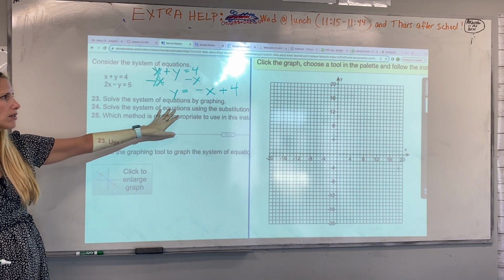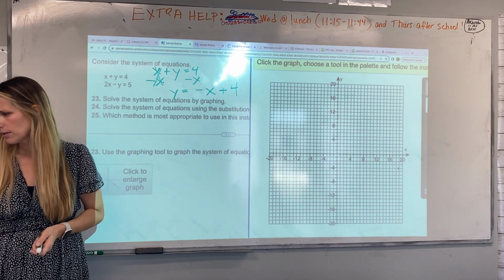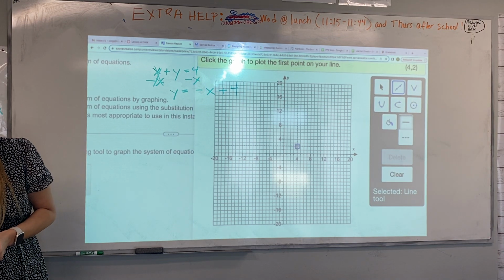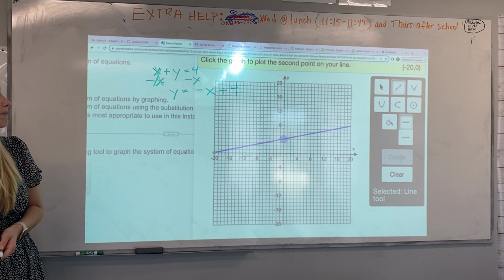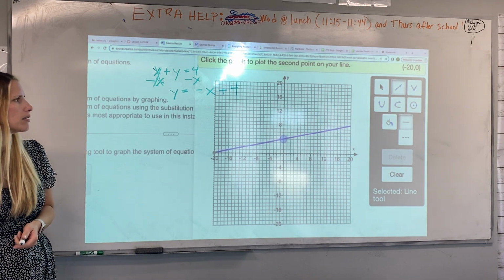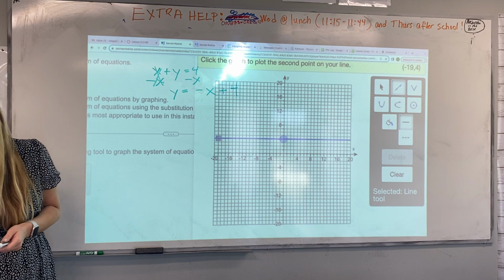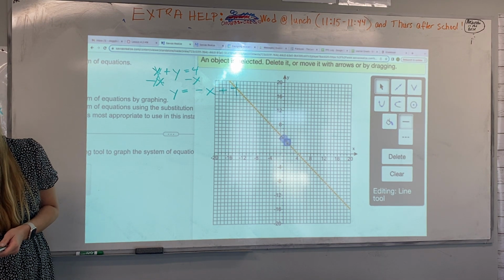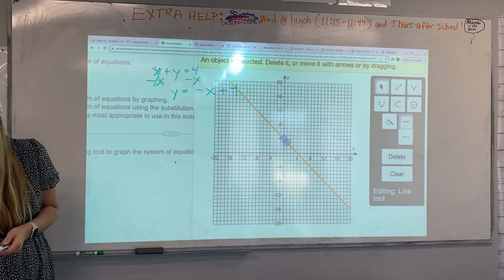Let's graph it. What's the y-intercept? 4. Okay, so I'm going to do 4 on the y. And then what's my slope? Negative 1. So that means I'm going to go down 1 over 1. That's all I have to do for that.